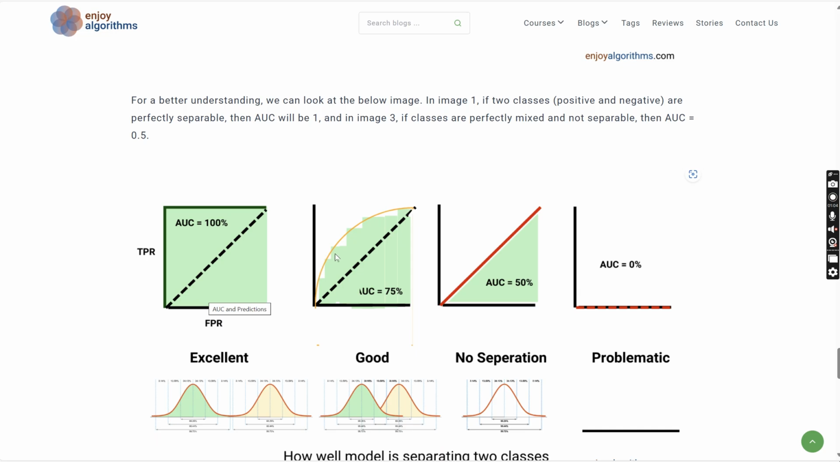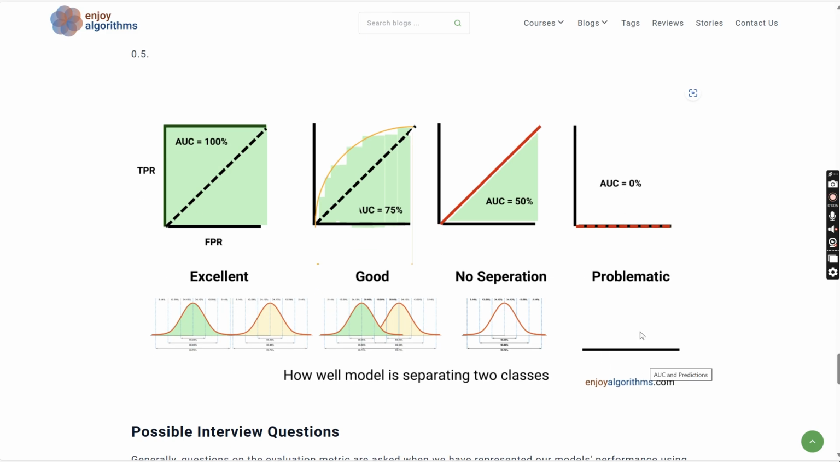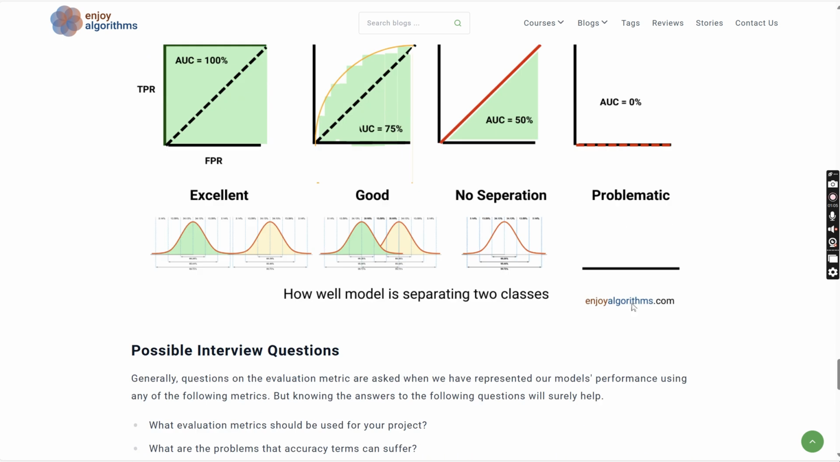Okay, but 90% and above is recommended, but 75% is also okay. If it is 50%, that means the model is not able to identify positive cases from negative cases. If it is 0%, it's problematic. The model is pathetic. You just have to throw it in the garbage. So that's what it means. The model is not at all working.